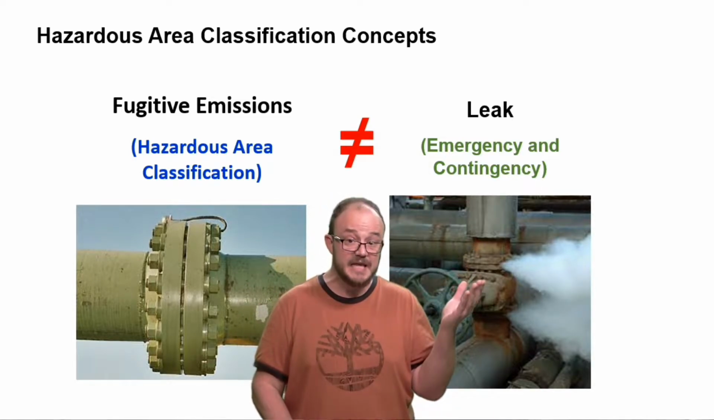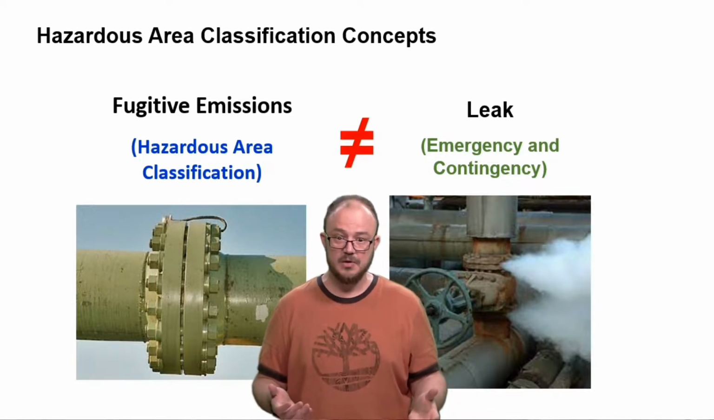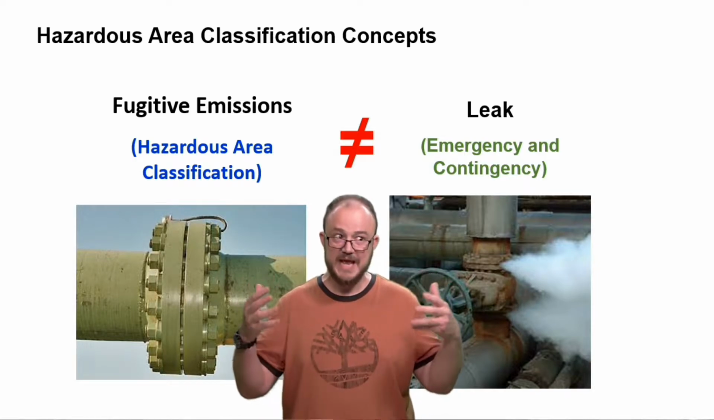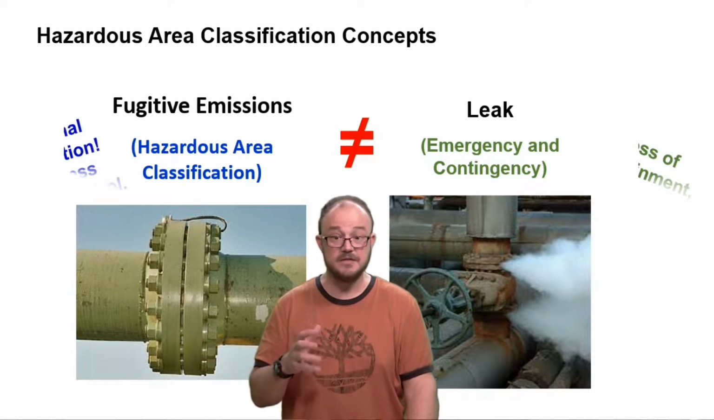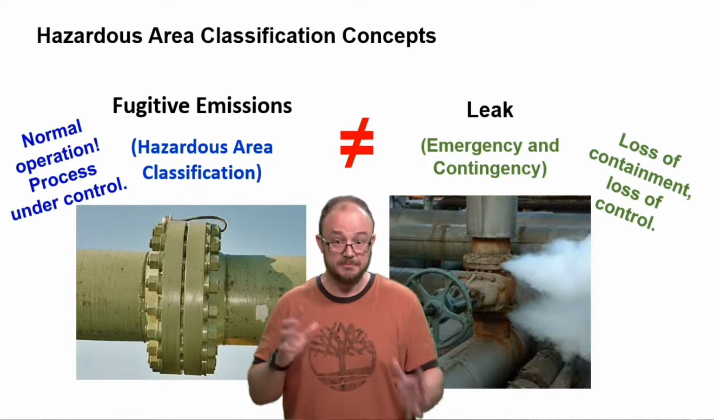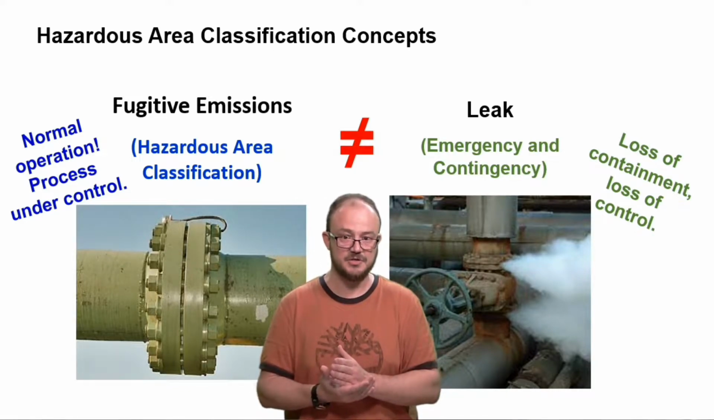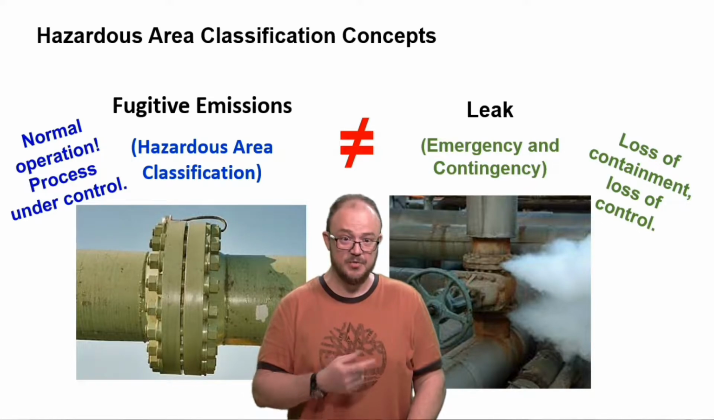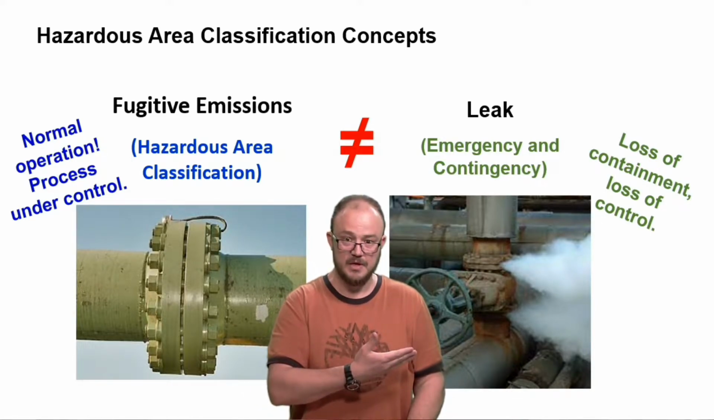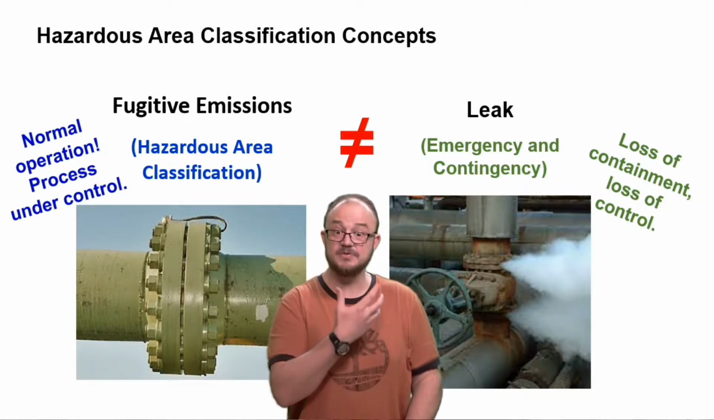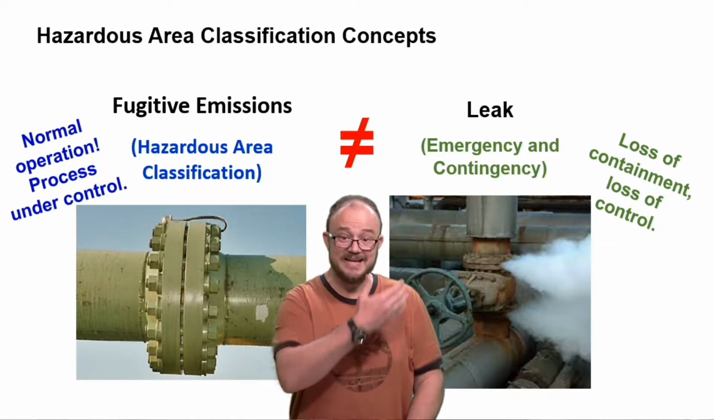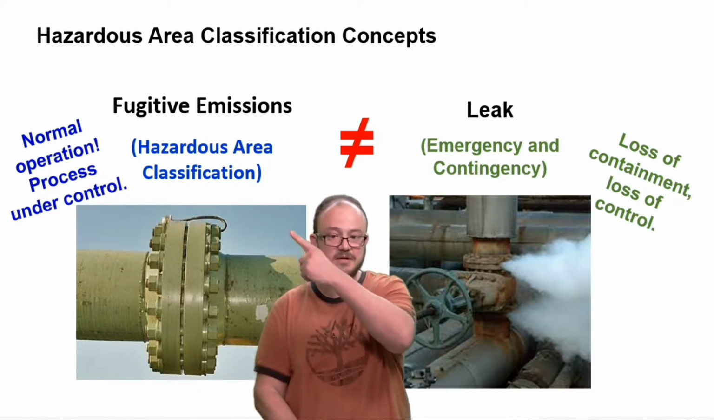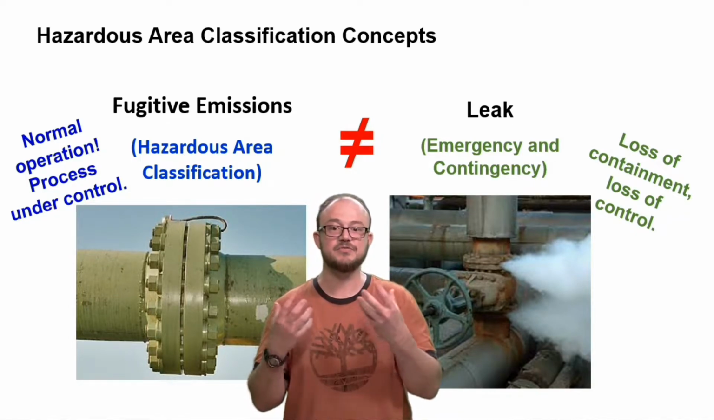On the other hand, when we have a leakage, we have a loss of containment. We don't have control of the process. It's a leakage. In both situations, we have the explosive atmosphere, but in different manners. The normal operation, the process under control, is the hazardous area classification, characterized by the fugitive emissions, like this flange here. When we have a leakage, we have a loss of containment, a loss of control. So we have the same explosive substance, it's true. However, in a different dynamic, and you can't say that it's a hazardous area classification. It's not. A hazardous area classification is just like that, a normal operation with fugitive emissions.